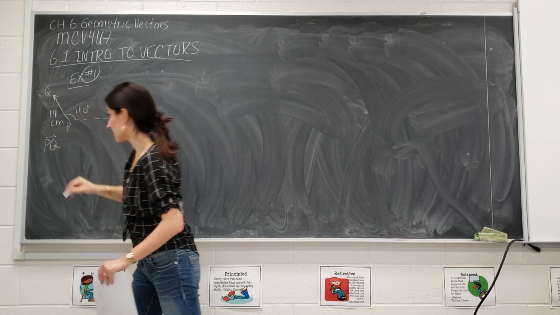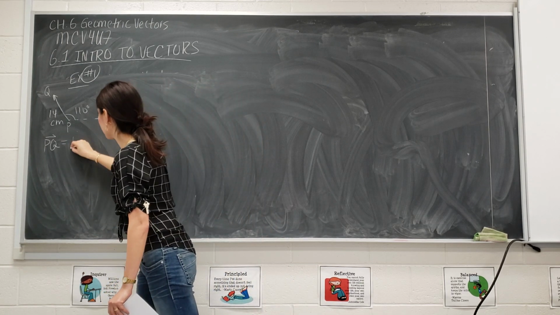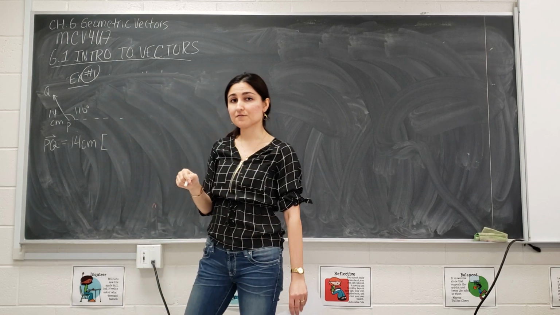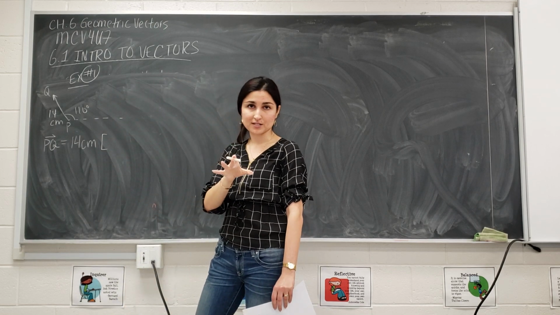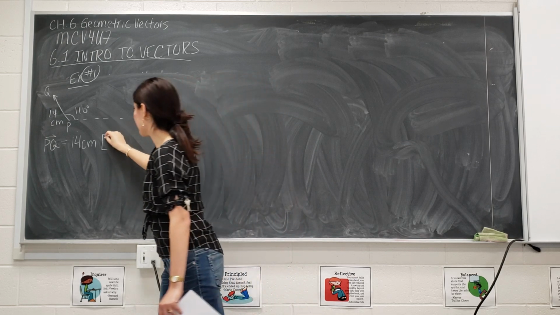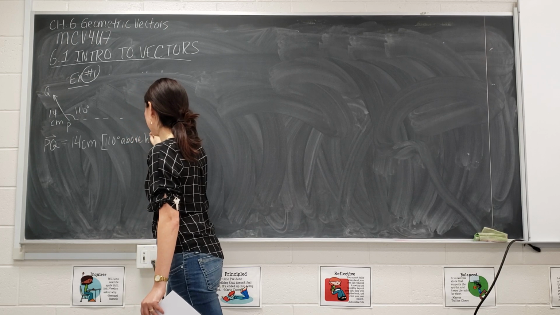We have to draw an arrow on top. I like to draw a half arrow. So PQ is equal to 14 centimeters, and direction always given in square brackets. Physics students know this. For everybody else, make sure you know that moving forward. So it's 110 degrees above the horizontal.